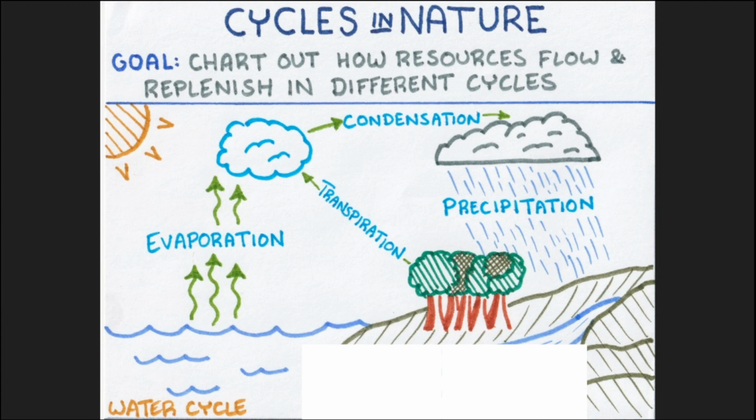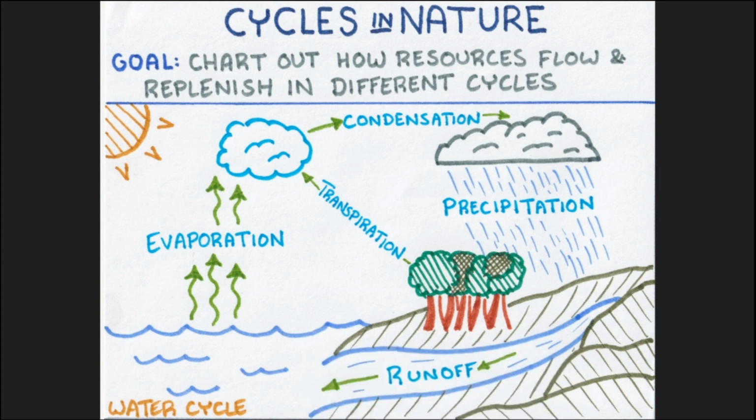Otherwise, the water will start to collect in pools, lakes, brooks, streams, and rivers in runoff because the water is running off back into the larger bodies of water, whether that's the Great Lakes or the oceans in our case.